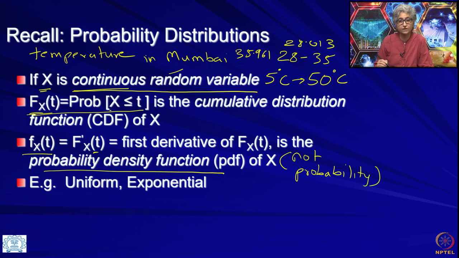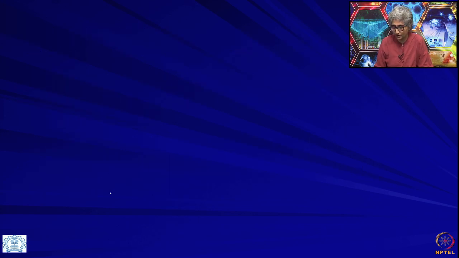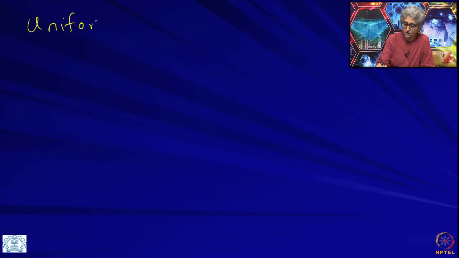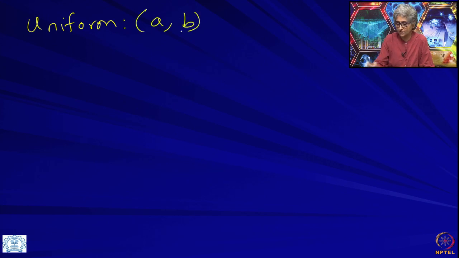It is basically just the derivative of this CDF. So examples of probability distributions are uniform and exponential. Again, I just want to give an intuitive feeling and recall. For example, uniform, if you remember, just means that there is no bias, and it is not like certain values are more probable than the others. The continuous uniform distribution is usually shown between some parameters a and b.